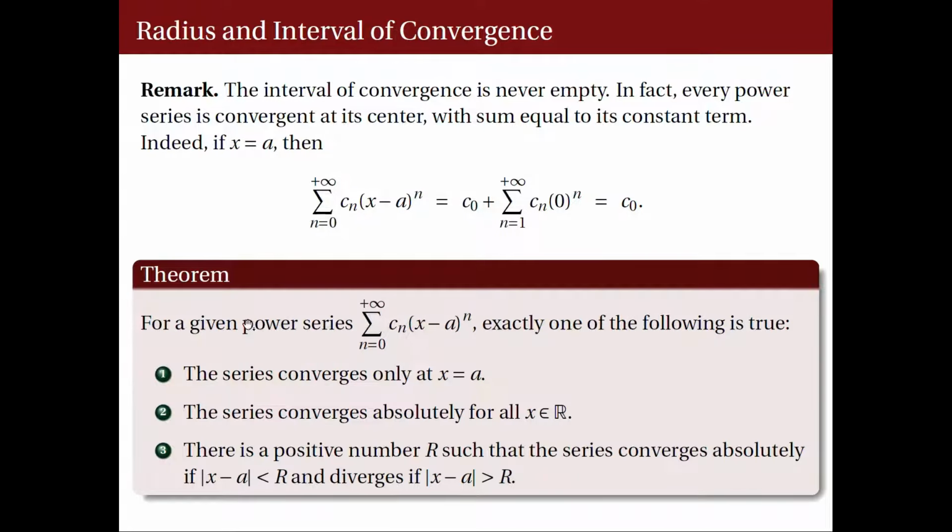In general, for a given power series, the sum of c sub n times x minus a raised to n, n equals 0 to positive infinity, exactly one of the following statements is true. First, the series converges only at the center, x is equal to a. Second, the series converges absolutely for all real numbers. Third, there is a positive number r such that the series converges absolutely if absolute value of x minus a is less than r, and diverges if absolute value of x minus a is greater than r.